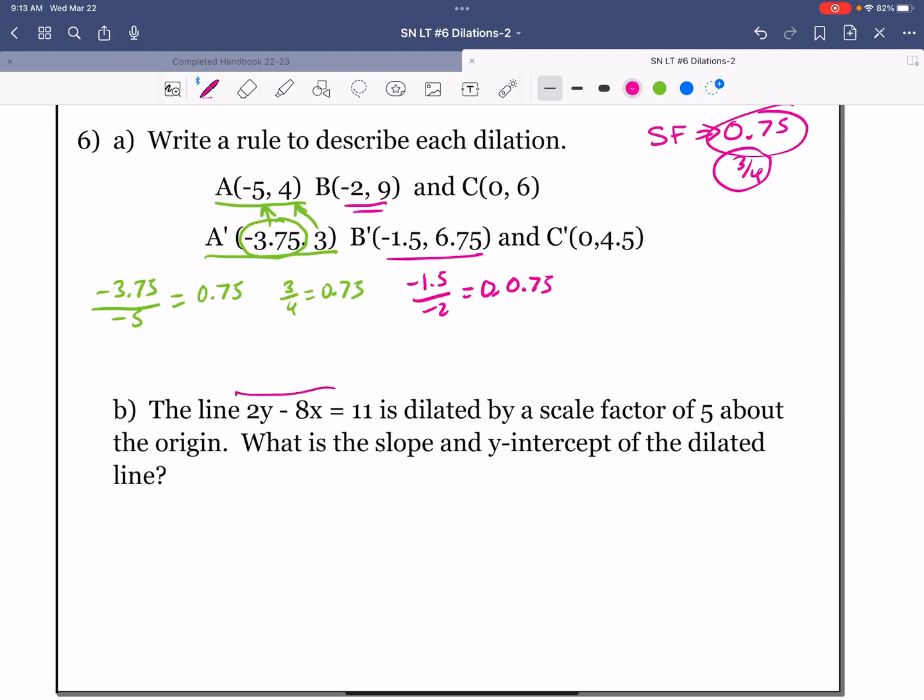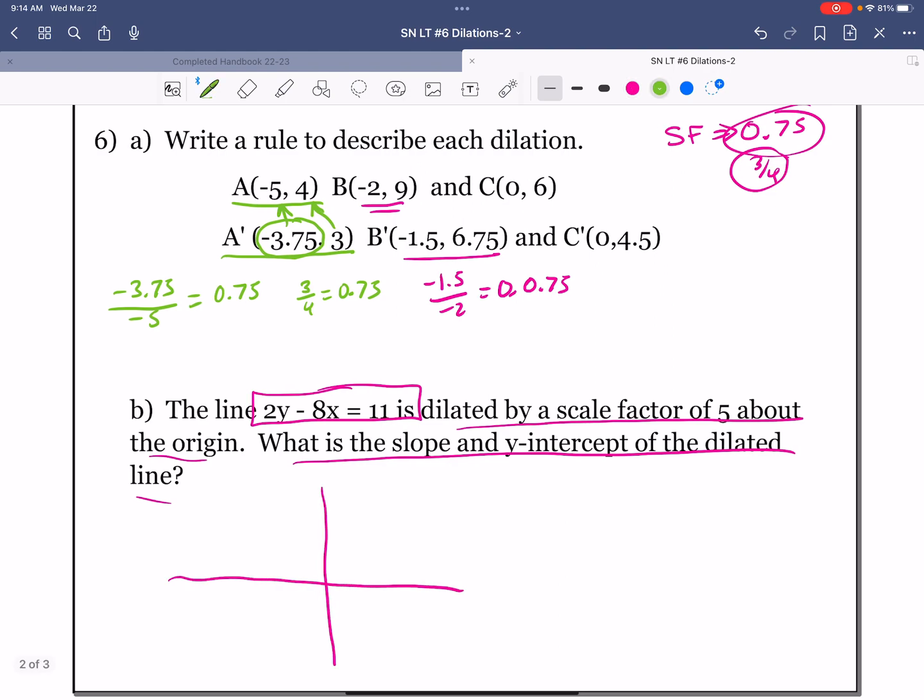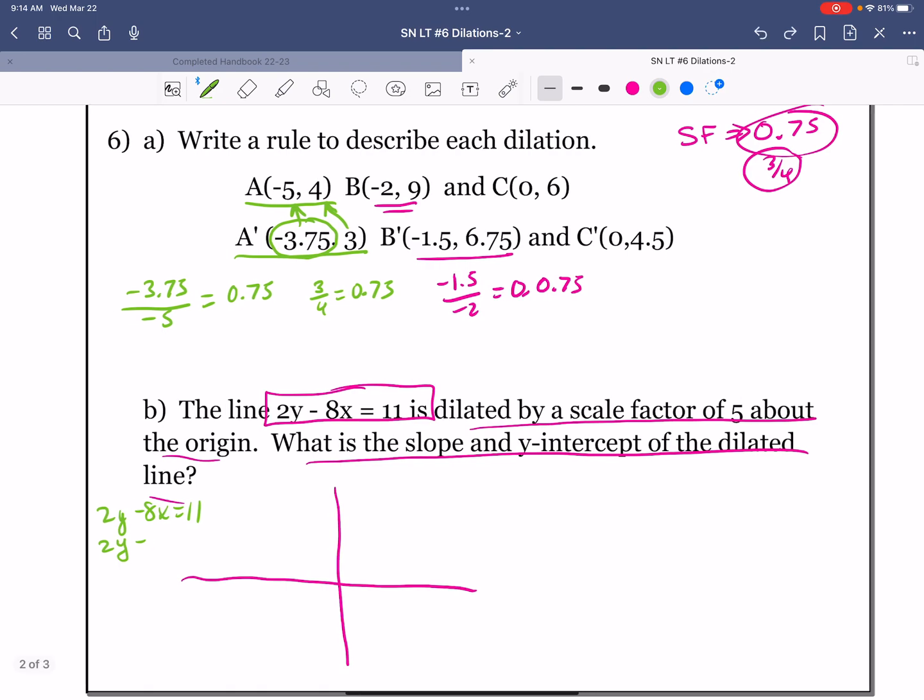The line 2y minus 8x equals 11 is dilated by a scale factor of 5 about the origin. What is the slope and the y-intercept of the dilated line? So if we just did a little makeshift graph of this, and I took 2y minus 8x equals 11, put this in slope-intercept form, I would get y equals 4x plus 11/2.